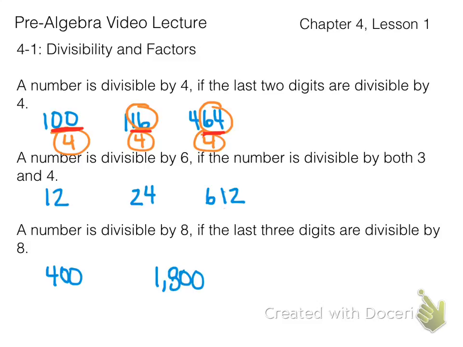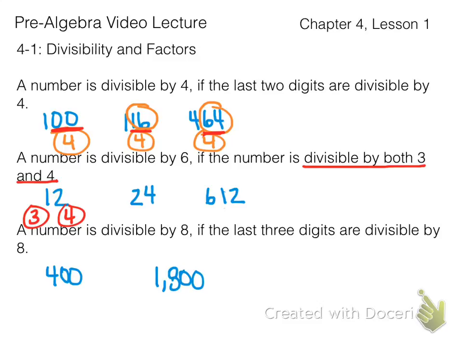For divisibility rules for 6, it has to be divisible by both 3 and 4. It can't be one or the other. So for 12, if we're going to add it up, 1 plus 2 is 3. So 3 is divisible by 3, so it's also divisible by 3. And the last 2 digits, well, you just need to know that 12 is divisible by 4 because 3 times 4 is 12.